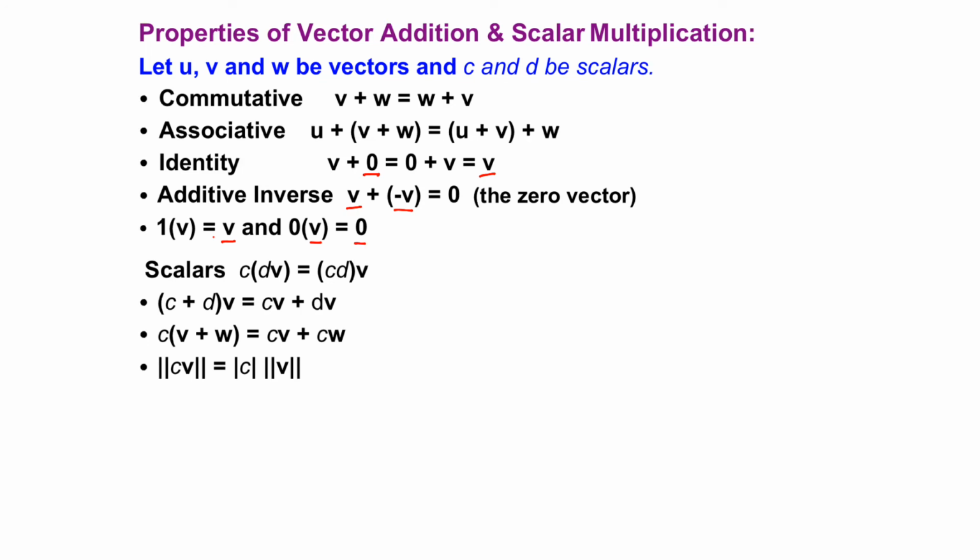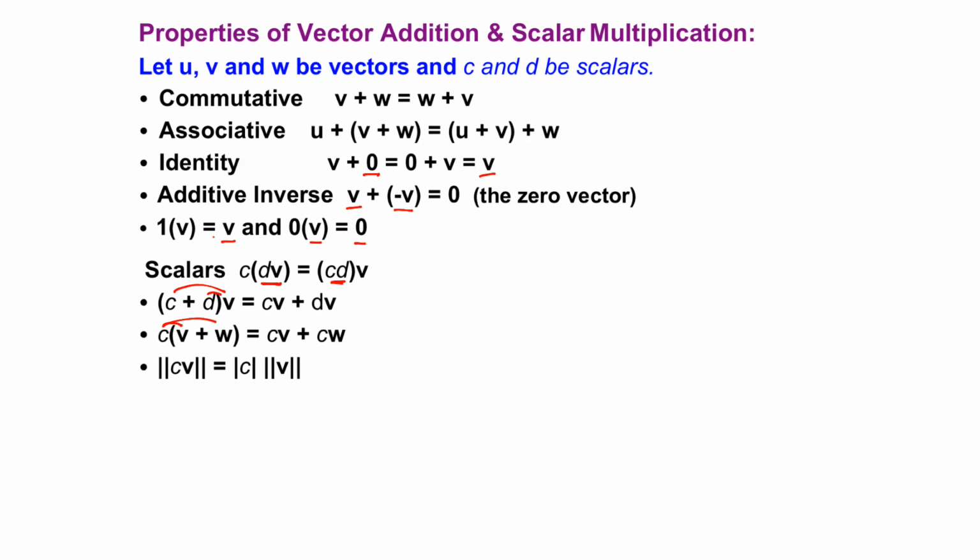And then the scalars, just a couple different ones here. You can multiply two scalars together and then multiply it by the vector, or you can do it times the vector first and then do another scalar after that. When you're adding two scalars, you can kind of distribute that, so to speak. So it would be c times vector v plus d times vector v. And then if you're adding two vectors together, but a scalar is on the outside, same thing. You can take c times vector v plus c times vector w.